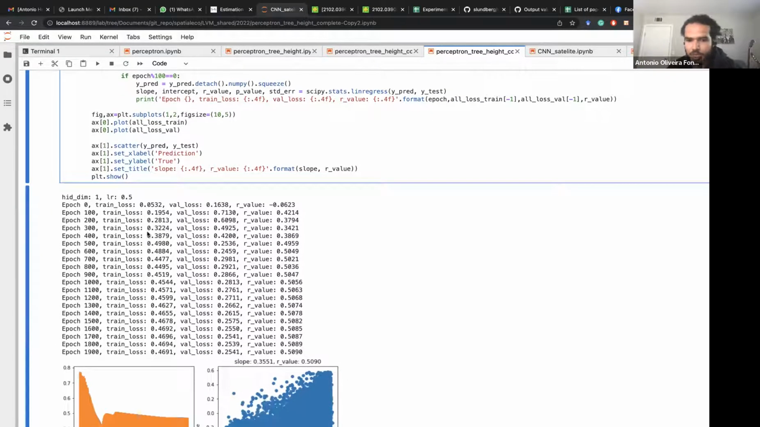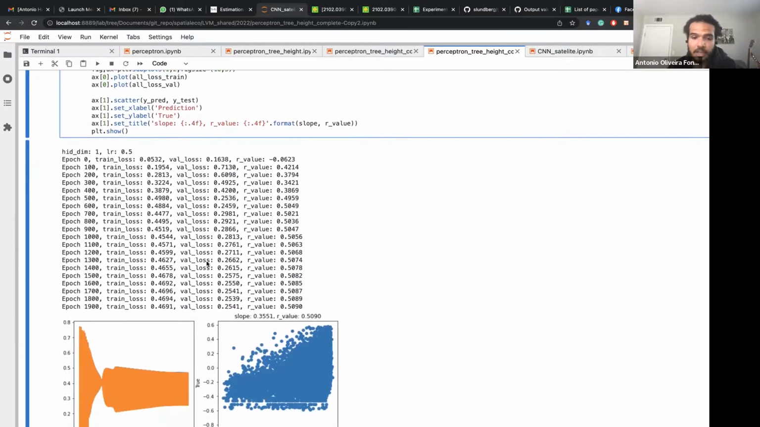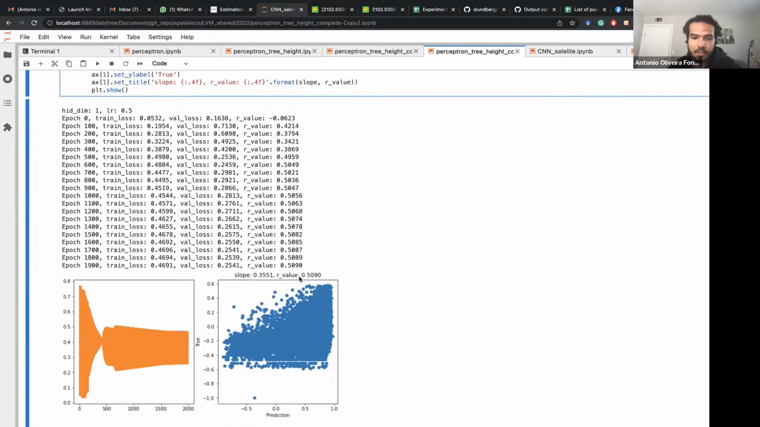So this is a perceptron, just as we did before. The difference from the perceptron that we were using before is that it was just using X and Y before. And now it's using all the 20 features that we have in the data, right? Look at how the R value changed just by using more features of the data. It's already a value of 0.5, right?